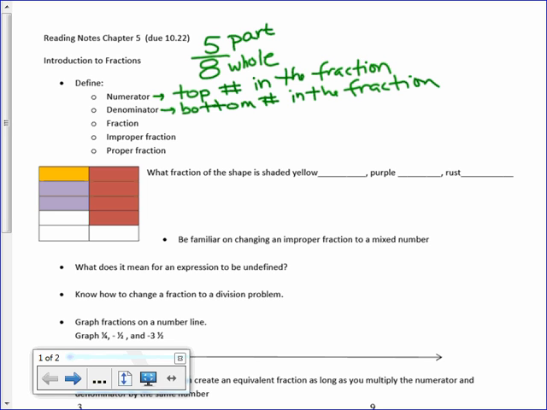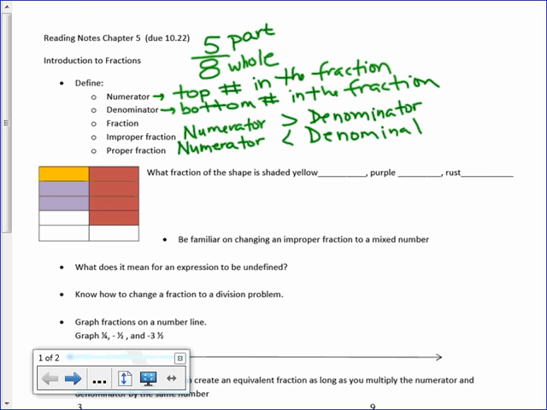Improper versus proper. An improper fraction is when the numerator is greater than the denominator. And a proper fraction is when the numerator is less than the denominator. 5/8 would be a proper fraction. 8/5 would be an improper fraction.